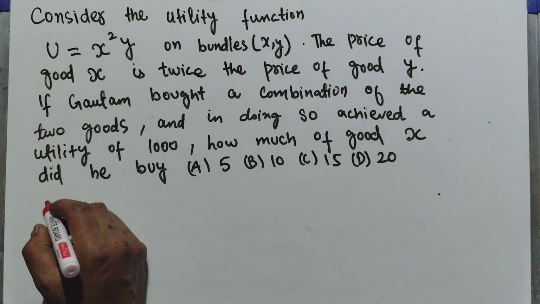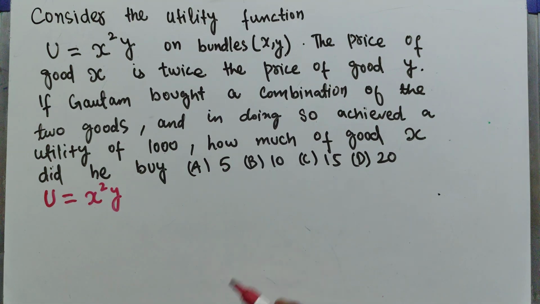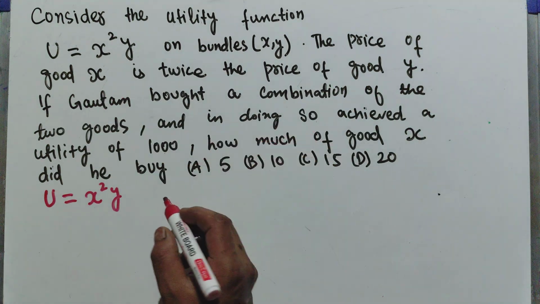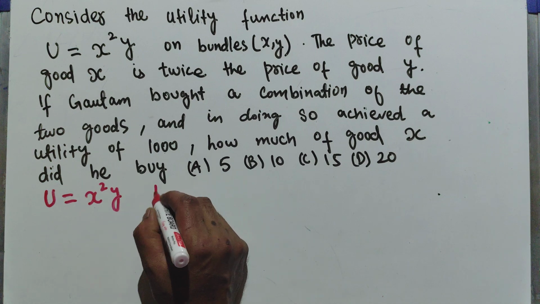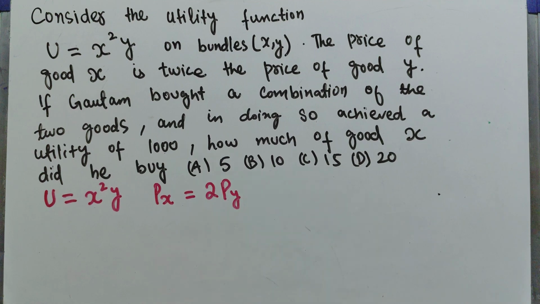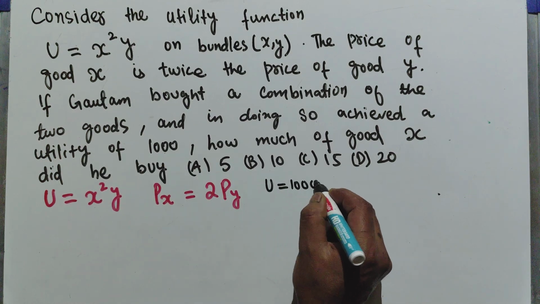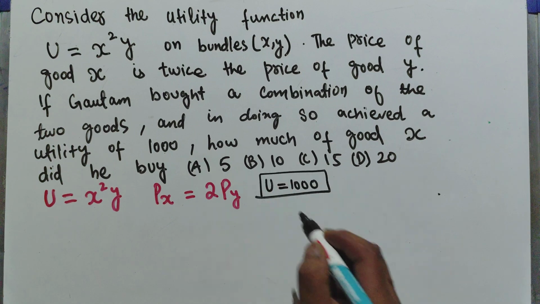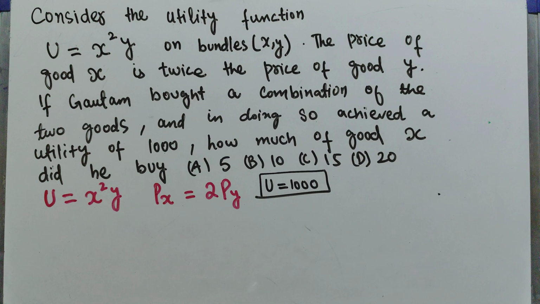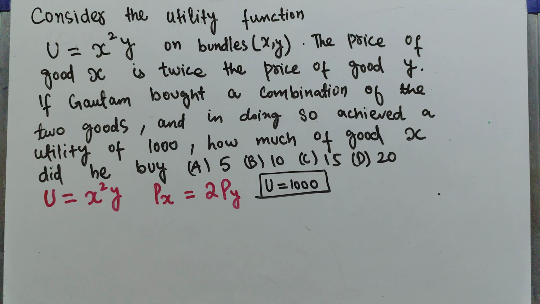Okay, so we are being given the utility function u equals x squared y. Also we are being told that the price of good x is twice that of the price of good y. That is, price of good x is equal to twice the price of good y. And also the utility attained by the consumer is equal to 1000 here. We need to find out how much good x he actually bought. Let us try to solve this.